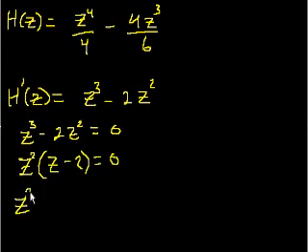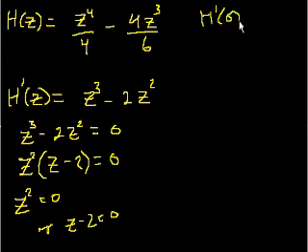So we know that either z squared is equal to 0 or z minus 2 is equal to 0. So the points at which the derivative is 0, so h prime of 0 is equal to 0 and h prime of 2 is equal to 0. And that's just our algebra 2. So we just have to figure out what happens in the interval, maybe when we're below 0, between 0 and 2, and then above 2.